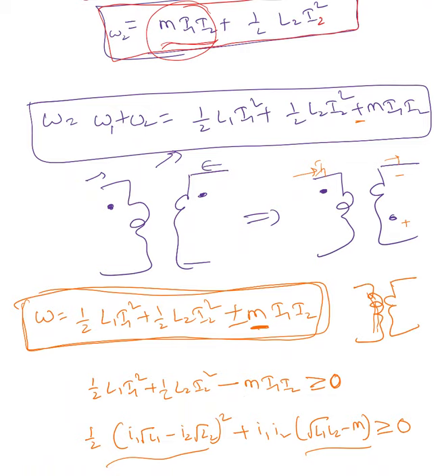Now I want to find the upper limit of M. What is the upper limit for M? What is the mutual inductance value? So to find the upper limit, I'm going to take the negative: half L1 I1 square plus half L2 I2 square minus M times I1 I2 must be greater than or equal to 0.